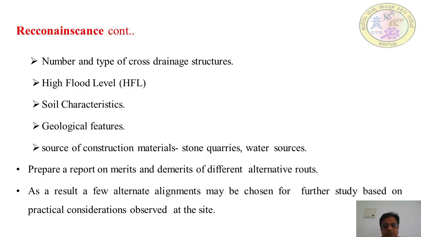Soil characteristics is very important. What type of soil is there in the field? Whether it is a clay soil, silty soil, black cotton soil, right? Geological features, any other geological features. Source of construction material, stone quarries, water sources, etc. Because the availability of the material is very important, so that it should be available at a nearby place wherever you want to construct your highway or the alignment.